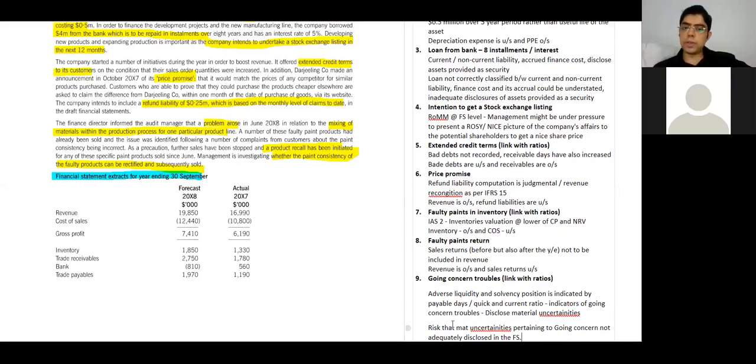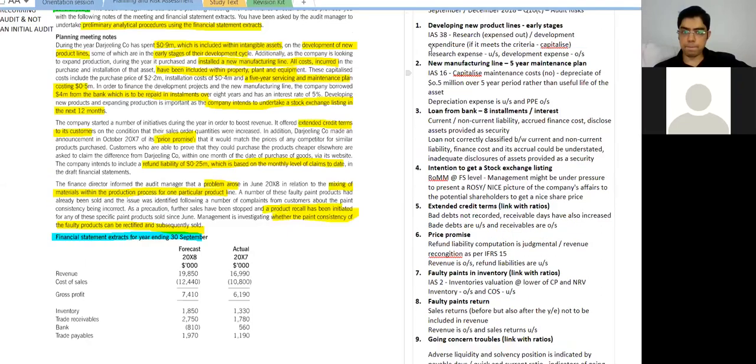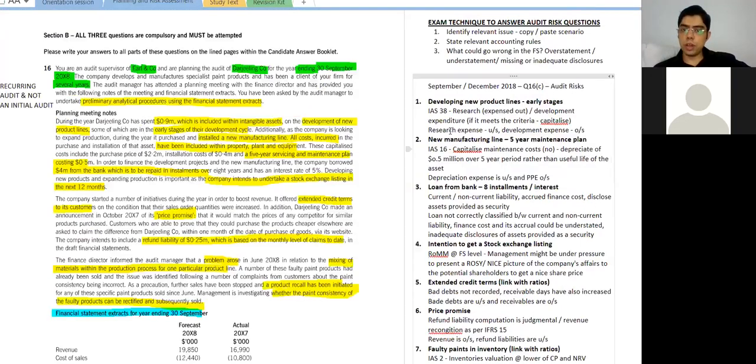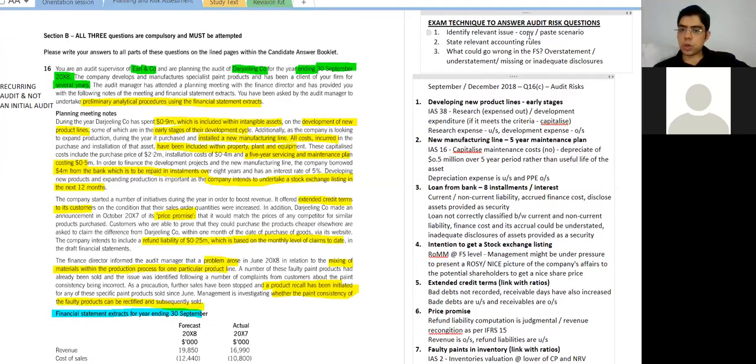So we've talked about the risks that could be there. So that's how you answer your question on audit risks, that you talk about the relevant issue. You just copy paste the relevant issue from the scenario, then you go on to expand on the relevant accounting rule in most cases, and then you tell what could go wrong in the financial statements. That could be where the risk of overstatement or understatement exists, or where disclosures could be missing or inadequate.